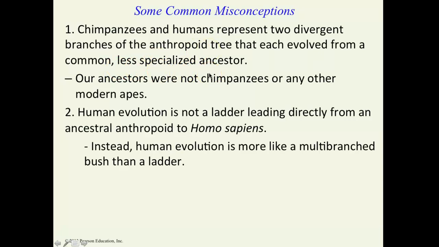So our ancestors did not look like chimps or any other modern ape. And human evolution is not a ladder. A lot of times it's portrayed that humans are at the top of the evolutionary ladder, and it's not a ladder. It's more like a big branchy tree. There's not one best organism, right? So just keep that in mind, that evolution is more like a multi-branched bush than a ladder. And every organism has adaptations to make it survive in its own specialized habitat.